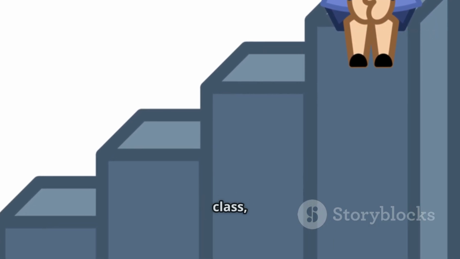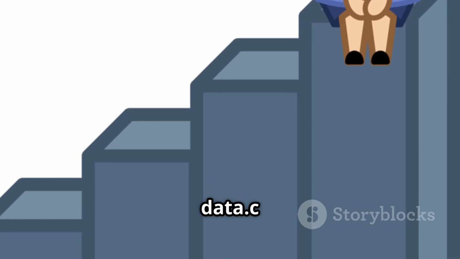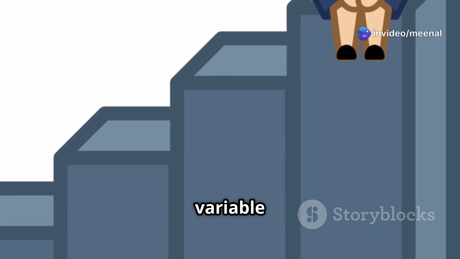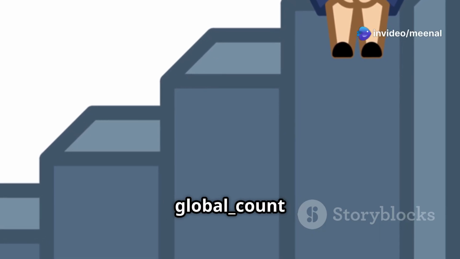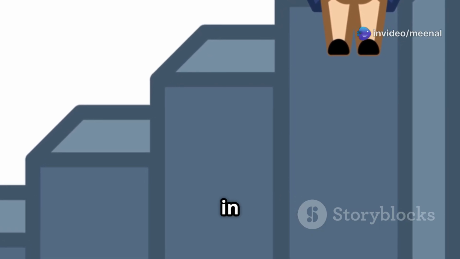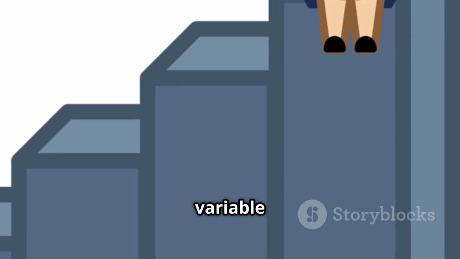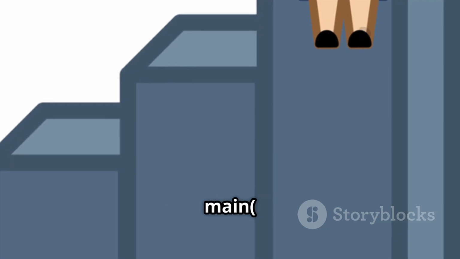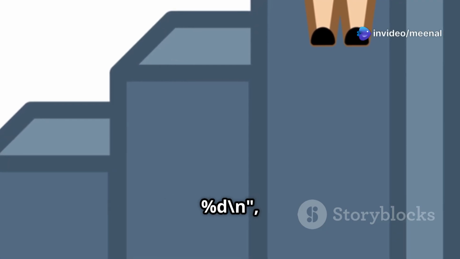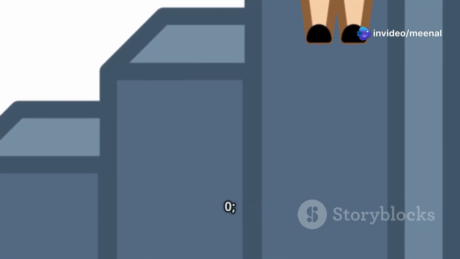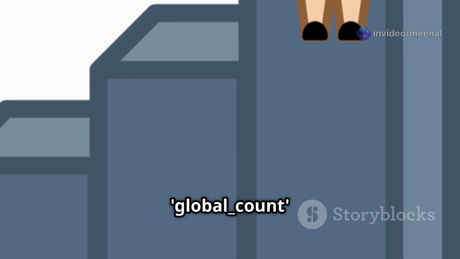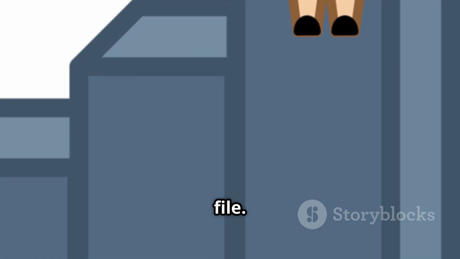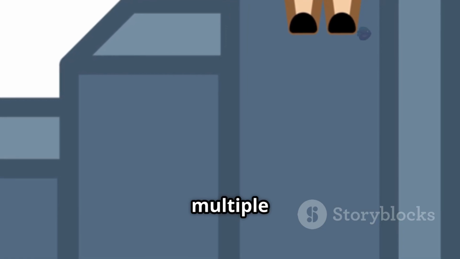For the external storage class, imagine you have two files, data.c and main.c. In data.c, you declare a global variable: int global_count = 0; Then in main.c, you can access this variable: #include <stdio.h> extern int global_count; int main() { printf("Global count: %d\n", global_count); return 0; } By declaring global_count as extern, you can use it in main.c even though it's defined in a different file. This allows for sharing variables across multiple files.